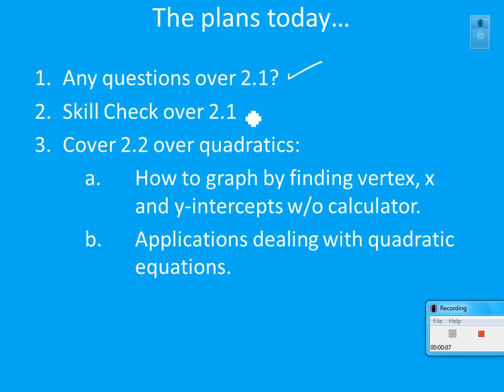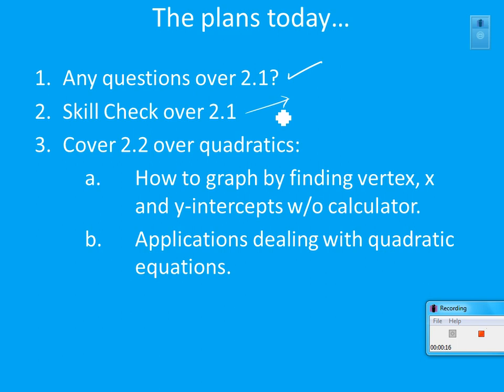I have a skill check written for you on this PowerPoint. If you'd like to try it, what you can do is pause the video on that slide, and then on the very next slide, I have the answers for you. That way you can make sure that you're pretty good on domain and range.